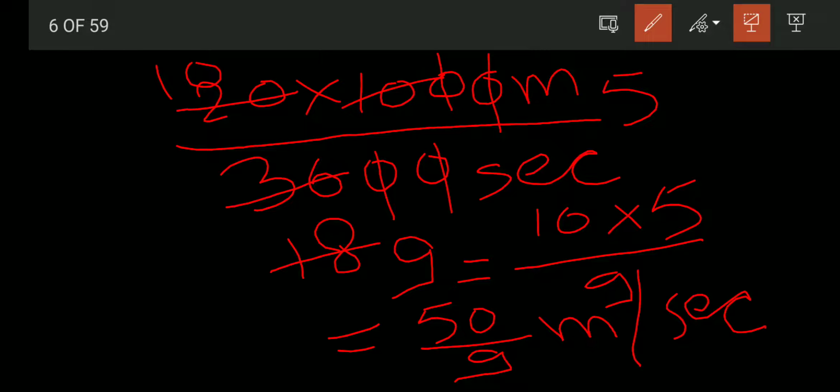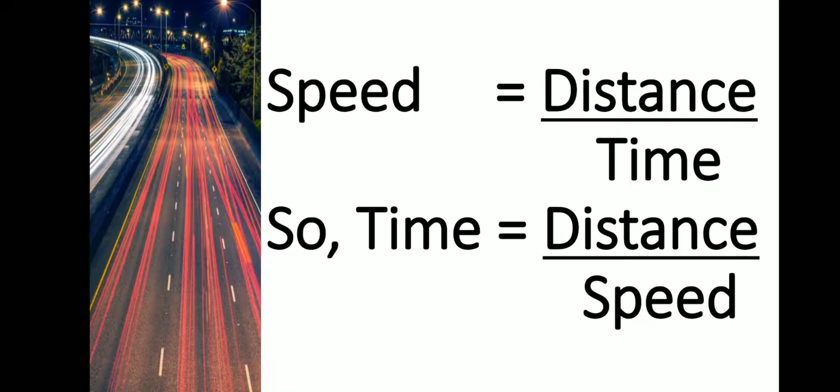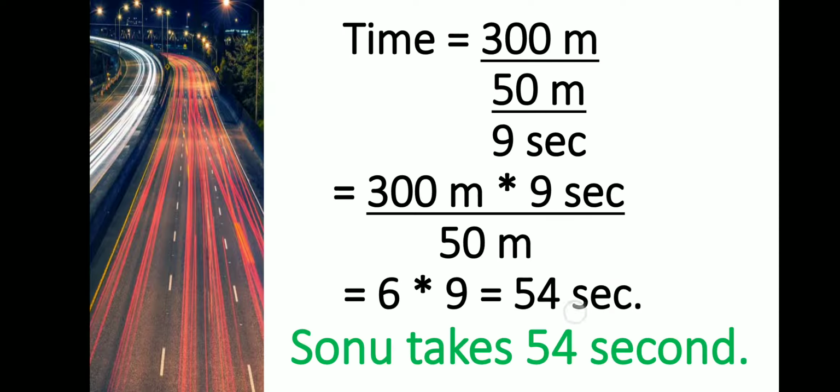So 20 kilometer per hour is converted into meter per second, and that is equal to 50 by 9 meter per second. Now we know speed is equal to distance upon time. This is the basic formula we know, and from this basic formula we can find out time. Time equals distance upon speed. We have to find out the time.